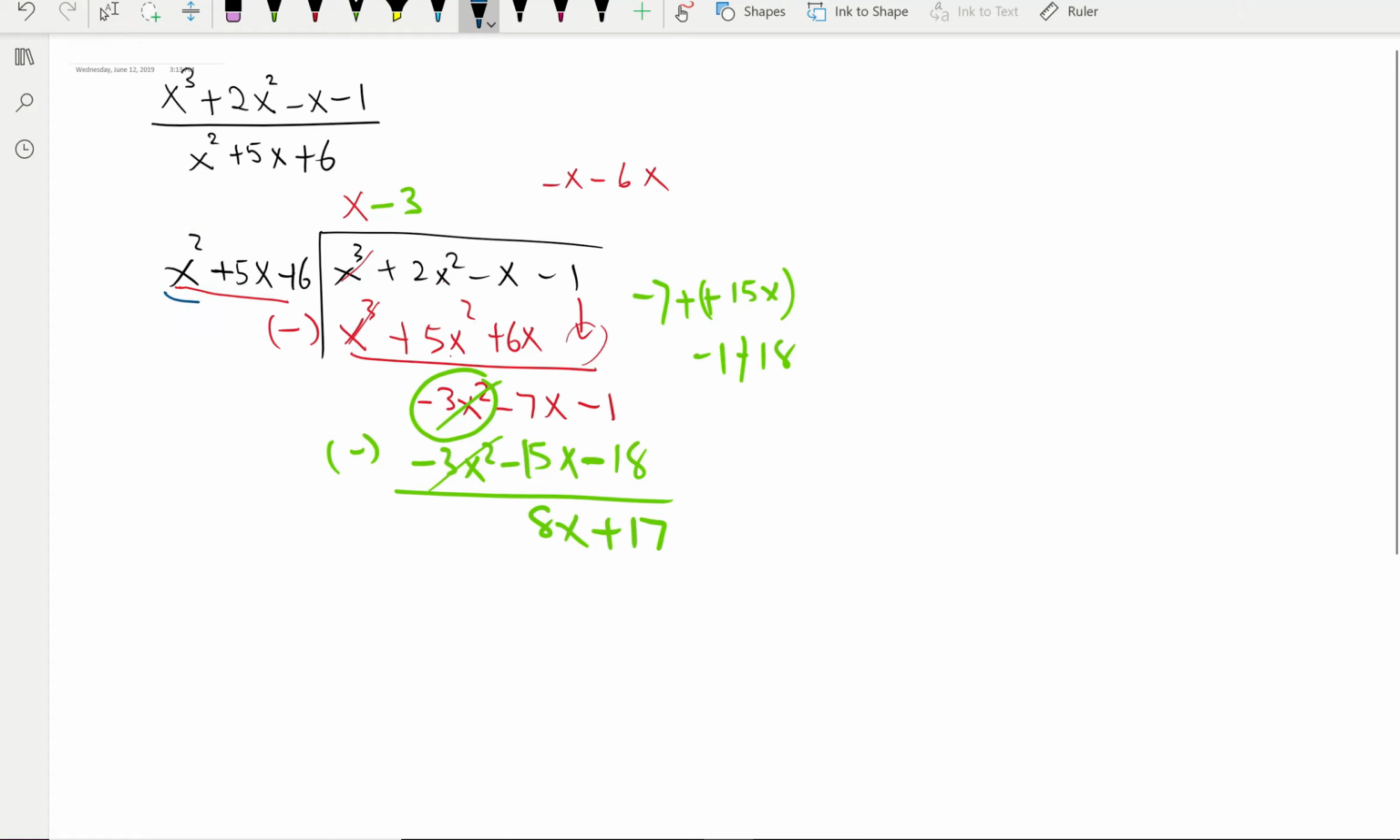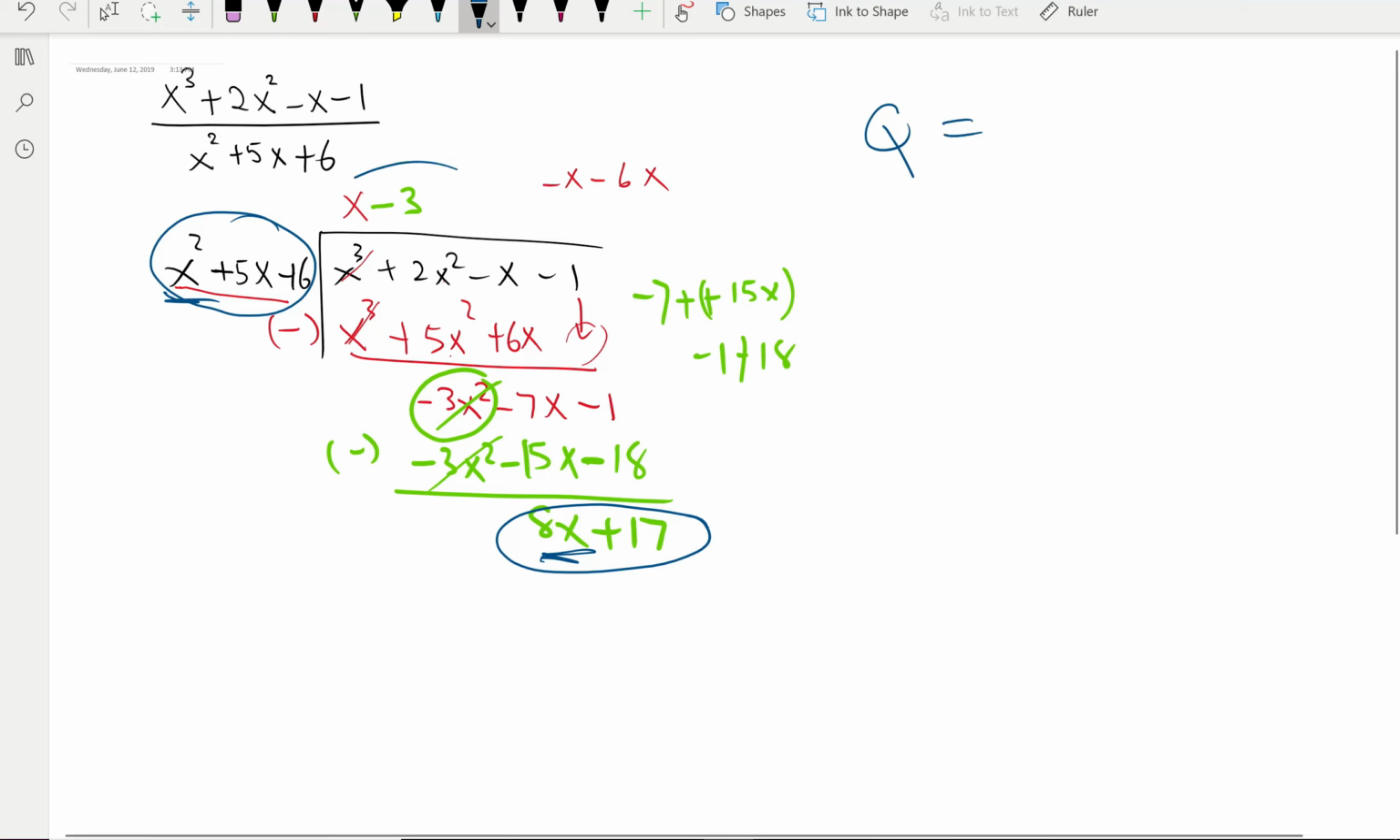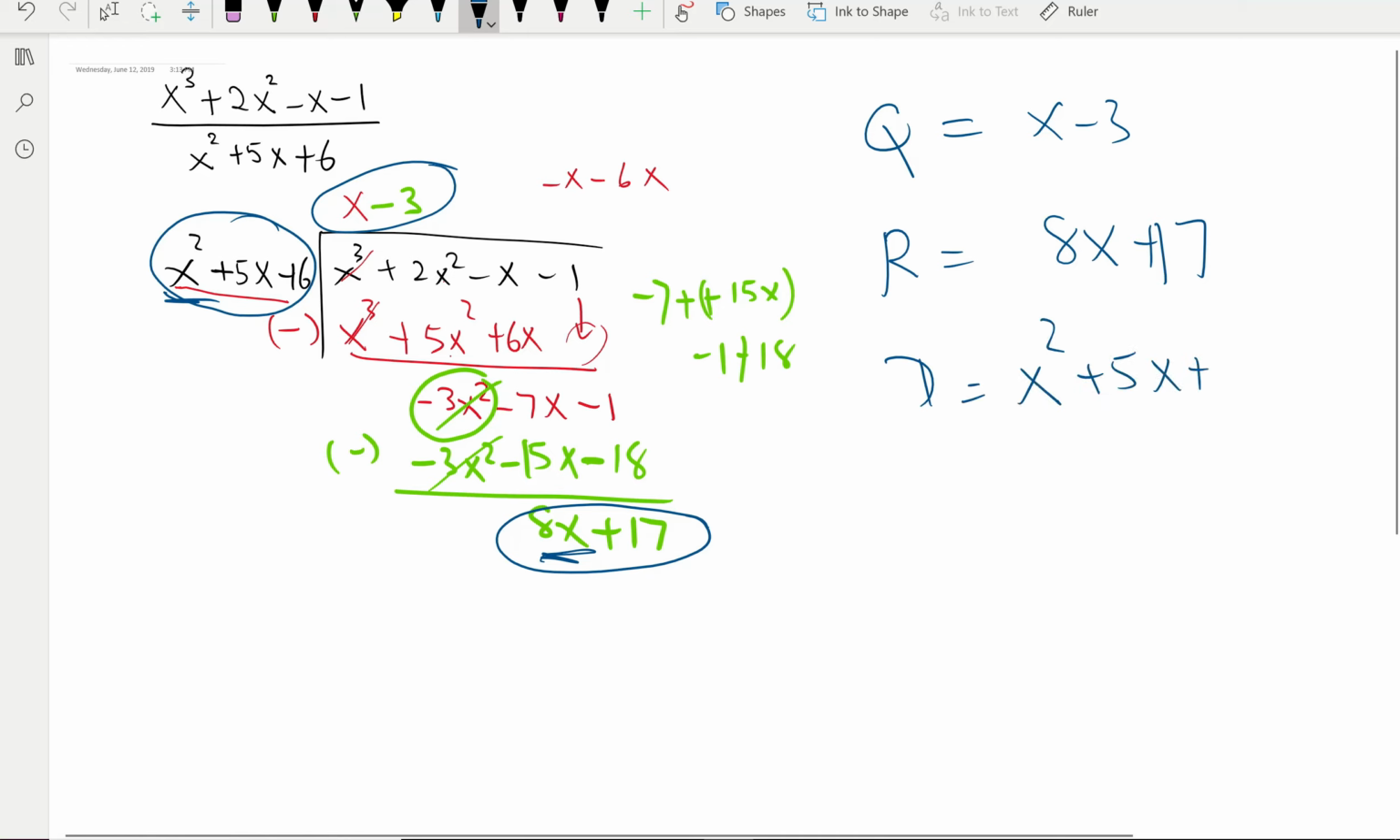So how about x squared and 8x? Well, now here we have a first degree polynomial, here we have a second degree polynomial. So we reach a point where the remainder is a polynomial of lower degree than the divisor. So we stop here. Okay, so what is Q? The quotient is x minus 3. What is the remainder? The remainder is 8x plus 17 and the divisor is x squared plus 5x plus 6.